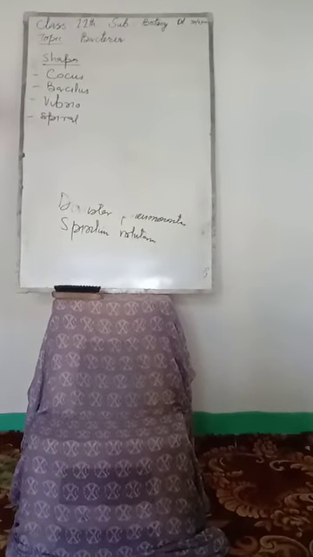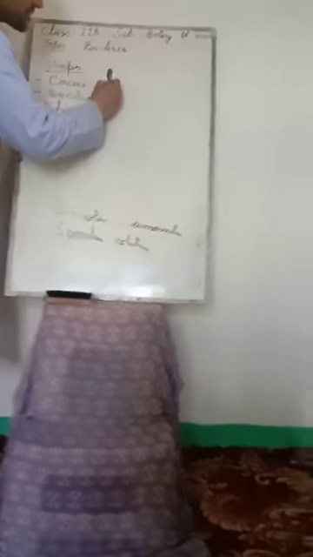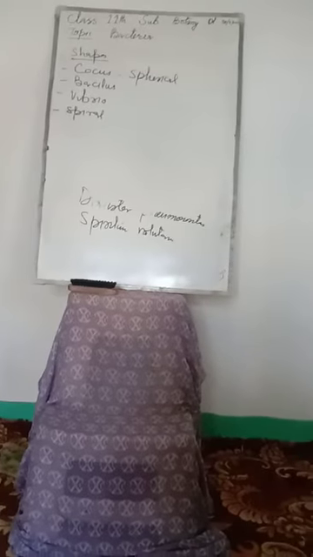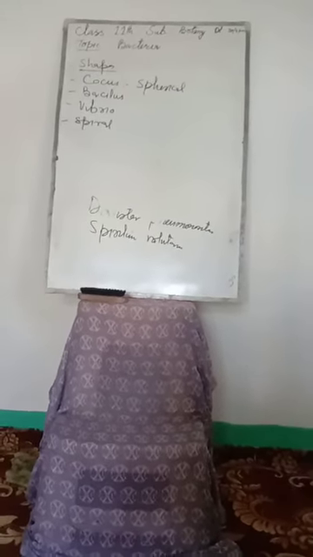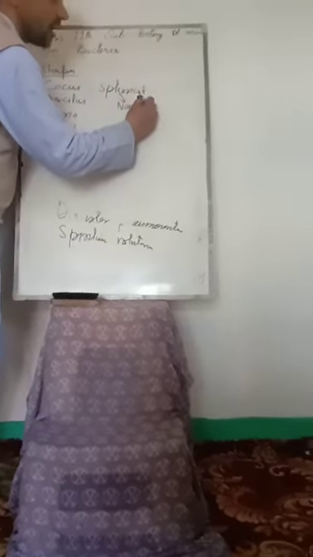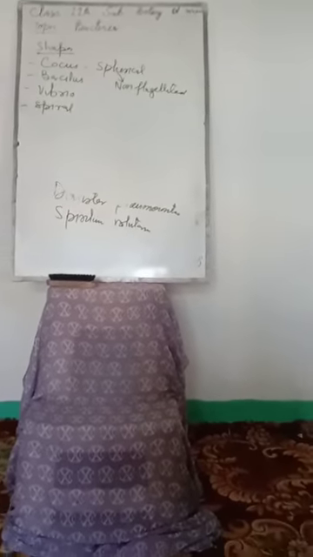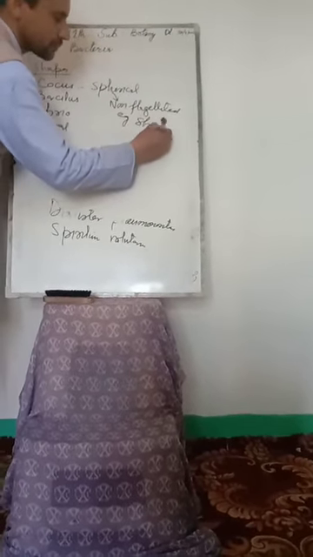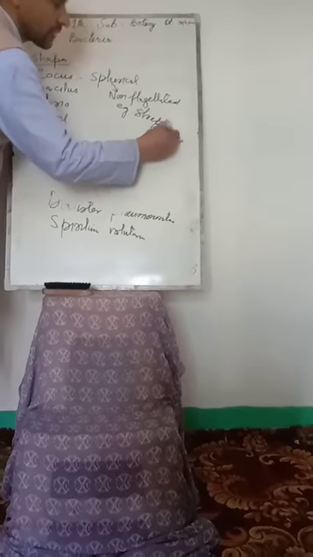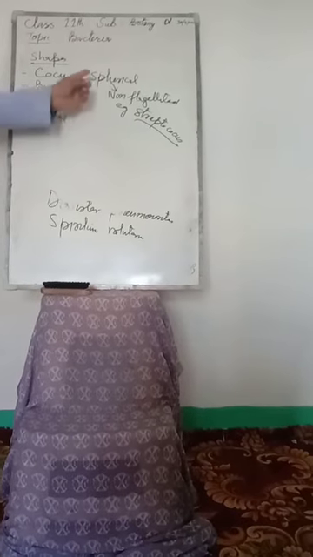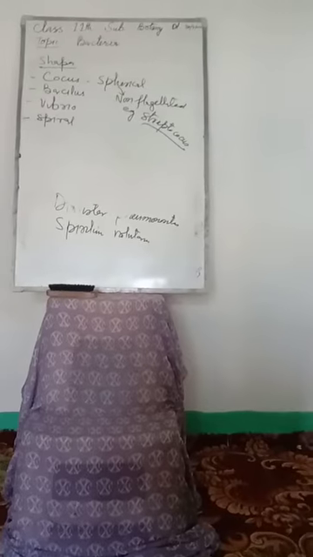Clear? Coccus bacteria are spherical in shape and they are mostly non-flagellated. Remember this. Non-flagellated means flagella are absent. For example, we have Streptococcus, which is a coccus bacteria, spherical in shape and non-flagellated.